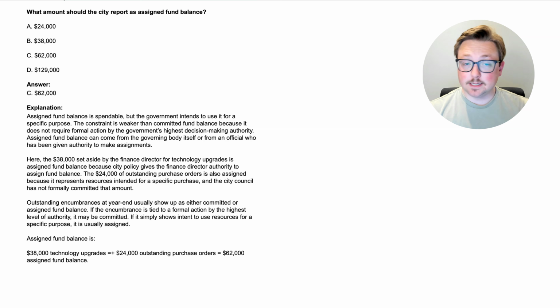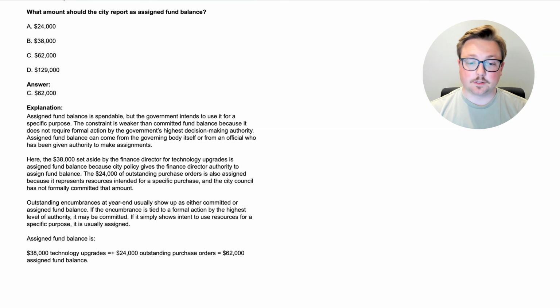Assigned fund balance is spendable, like the previous 2 that we've learned, but the government intends to use it for a specific purpose, so it's still kind of set aside. The constraint is weaker than committed fund balance because it does not require formal action by the government's highest decision-making authority. Assigned fund balance can come from the governing body itself or from an official who has been given authority to make assignments. Here, the $38,000 set aside by the finance director for technology upgrades is assigned fund balance because city policy gives the finance director authority to assign fund balance.